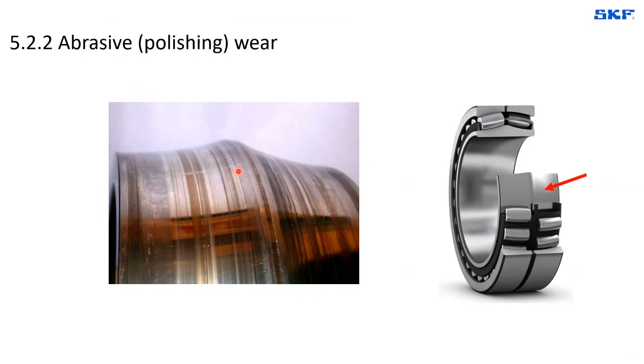In this other example, we see another form of abrasive wear. We call it polishing wear. And the characteristic feature here is that you see that there are bands in this inner ring of, again, a spherical roller bearing. There are very shiny bands and also very brownish and some dark discoloration bands.